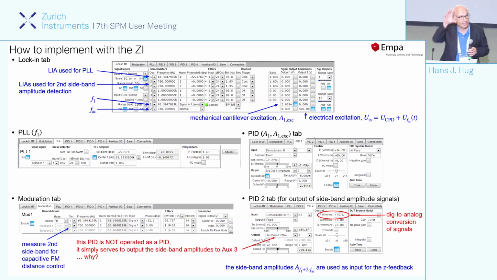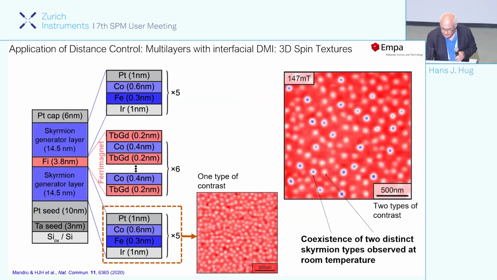But there are always the schematics, the equations, and then you have to figure out how to actually implement it into this or that box. So that's shown here. Now, what do we use it for? This is one of our multilayers that we measure. And you see, we repeat iron, cobalt, and you don't have to remember the details here, but this is a system that generates these small magnetic bubbles called skyrmions. And here we have some rare earth multilayers. So this is a very complicated system.